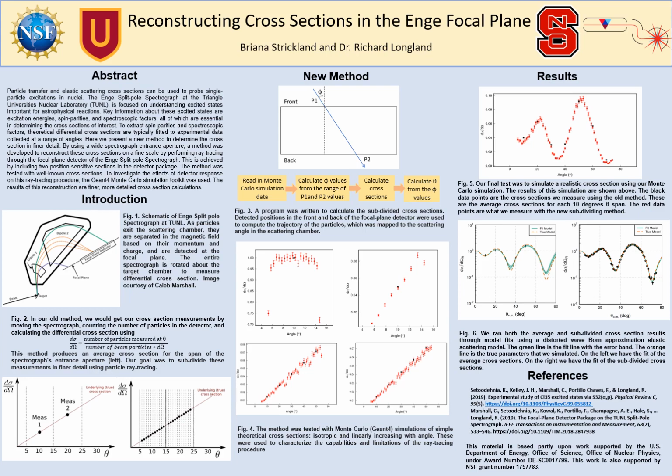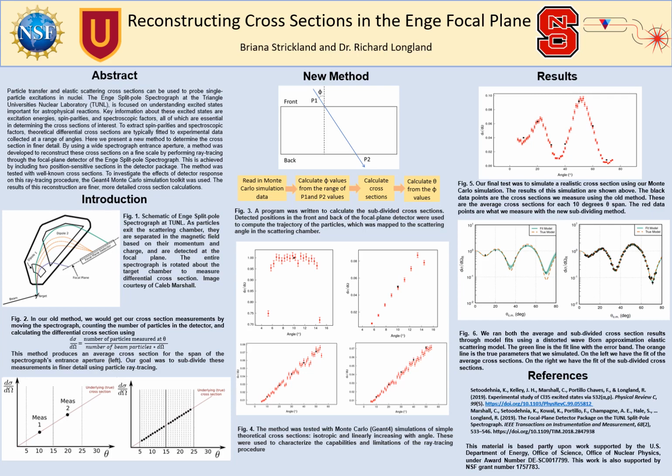In our Enge split-pole spectrograph, as particles exit the target chamber, they go through a magnet that bends these particles based on their incoming momentum and charge. This is shown in Figure 1. To get the differential cross-section measurements at different angles, we would have to move the whole spectrograph around the target chamber.